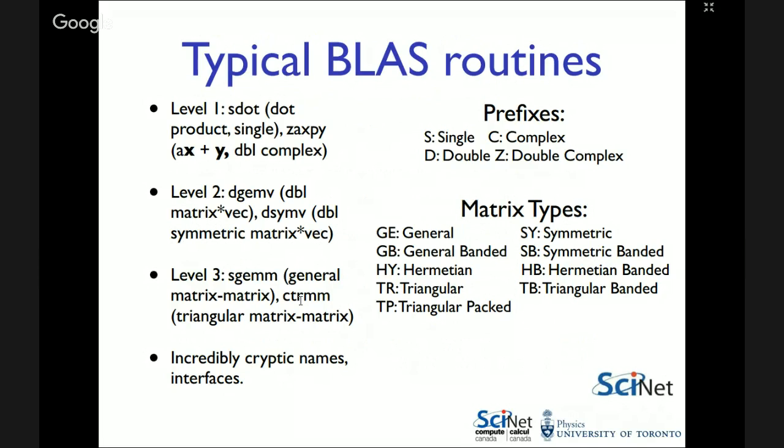The different matrix types that you may have are general, for a general matrix that doesn't have any structure underlying; general banded, if there are some bands in the matrix; Hermitian, triangular packed, symmetric banded, Hermitian banded, or triangular banded. Okay.